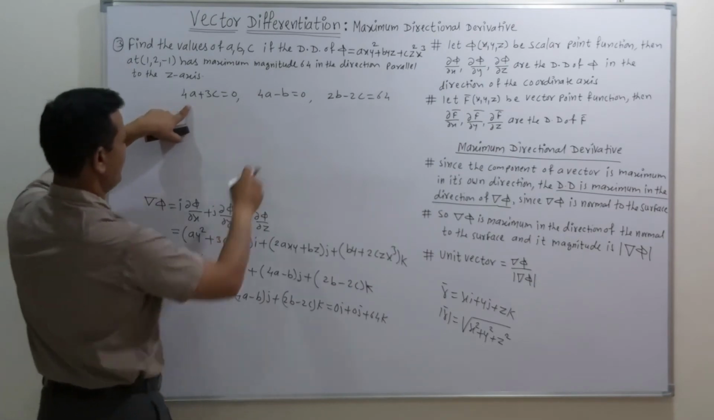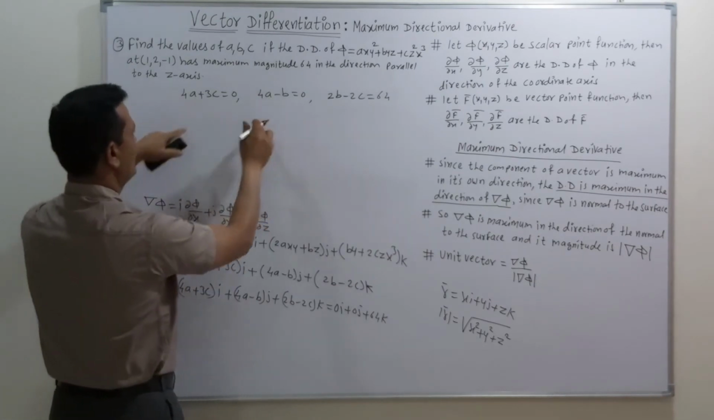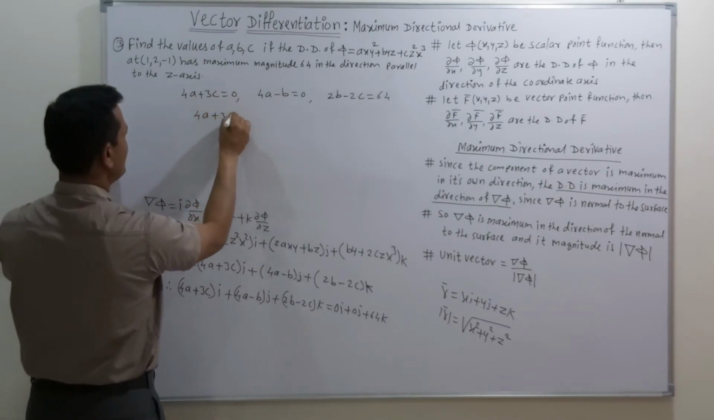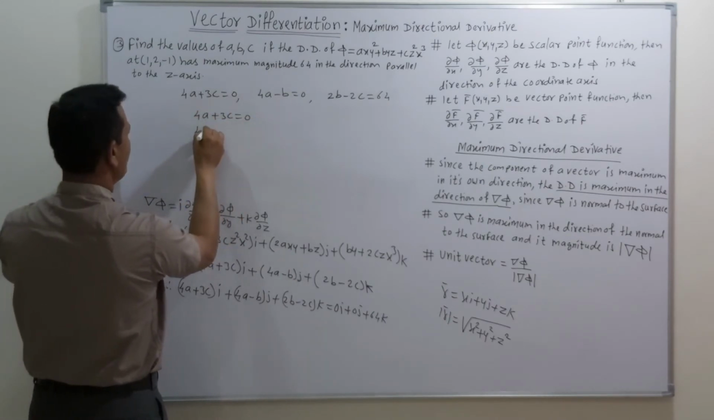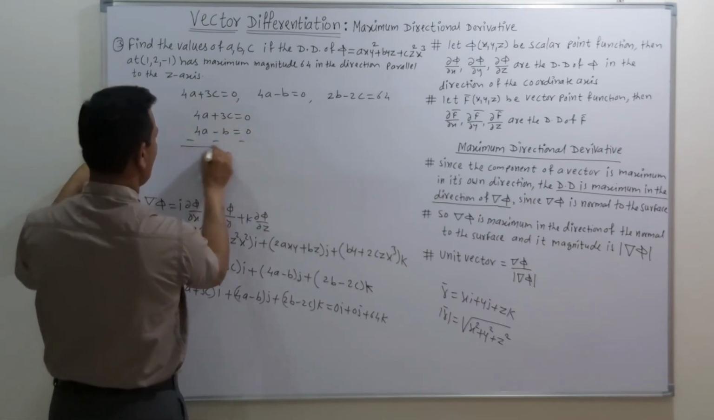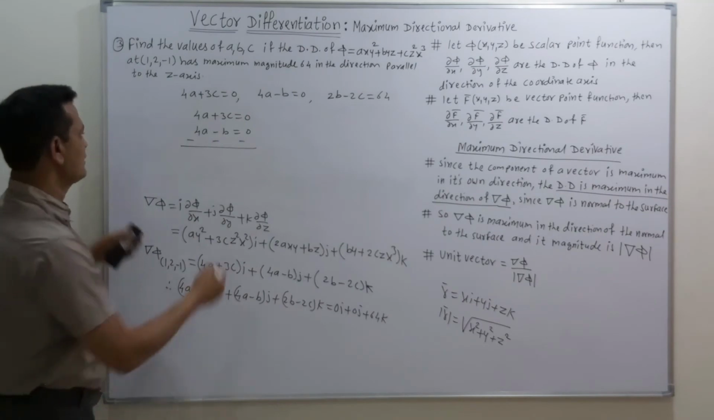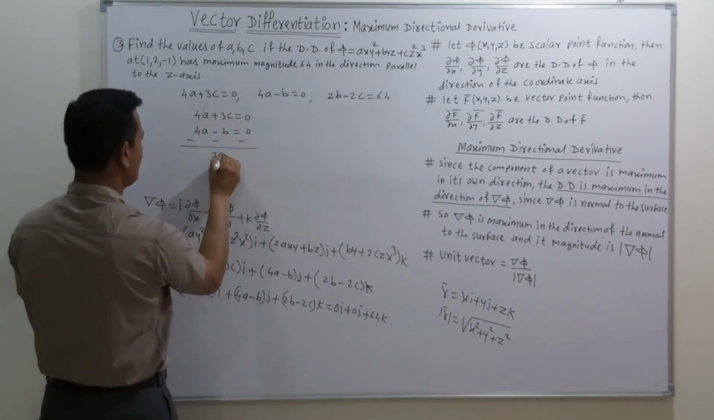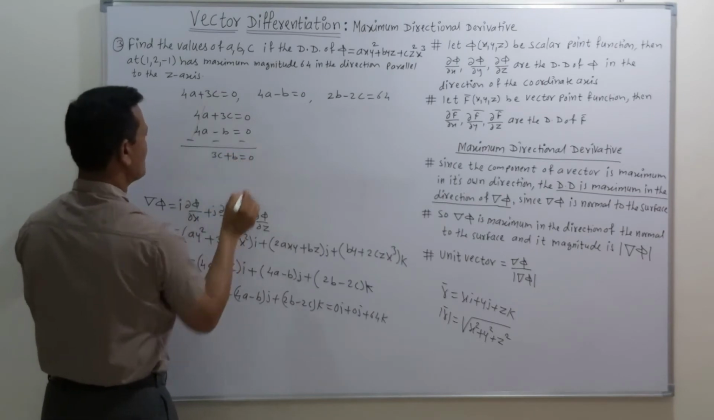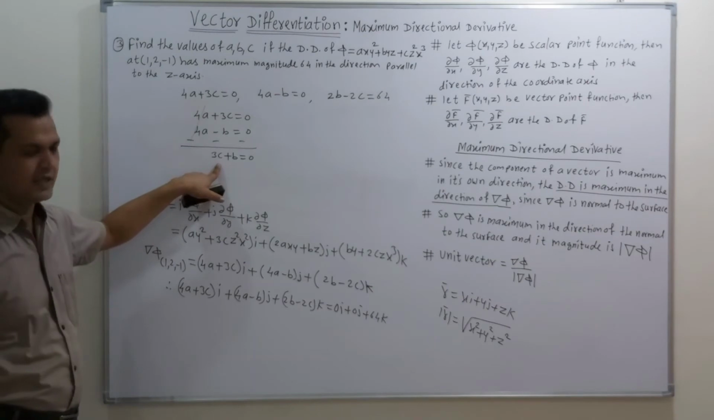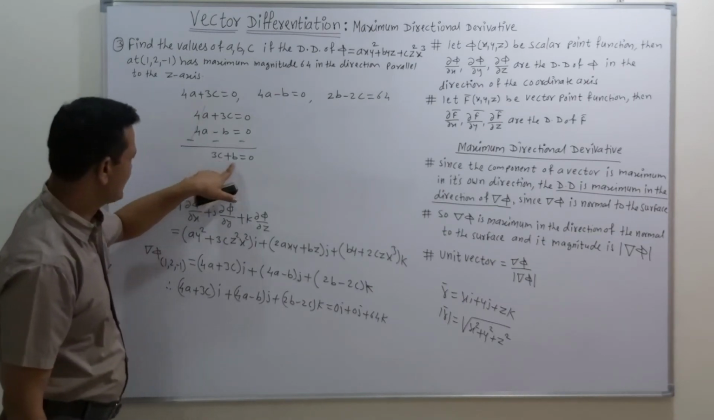So here in the first and second equations, 4a is there. We have 4a plus 3c is equal to 0 and 4a minus b is equal to 0. If we change the sign of the second equation, then this 4a will get cancelled. The minus becomes plus, so this is 3c plus b is equal to 0. Here we eliminate one constant, a. Now we get two constants, c and b.